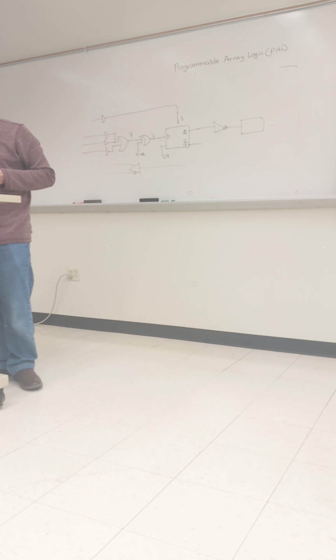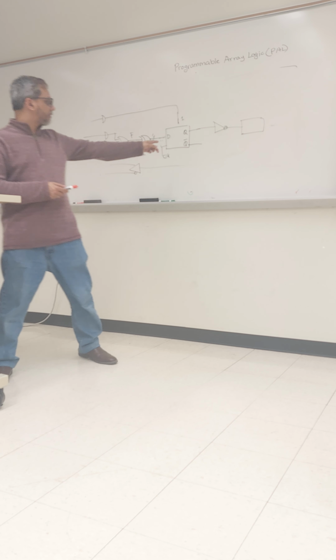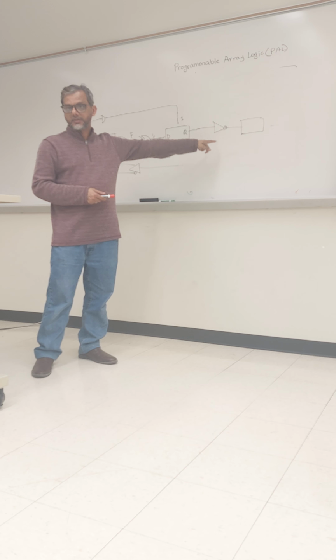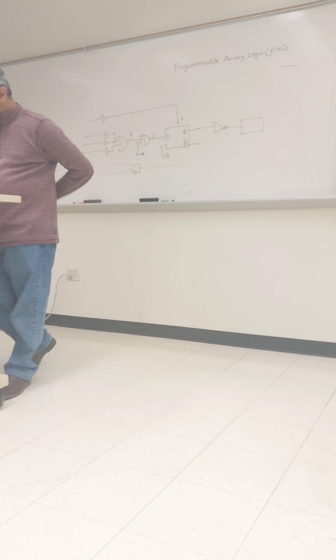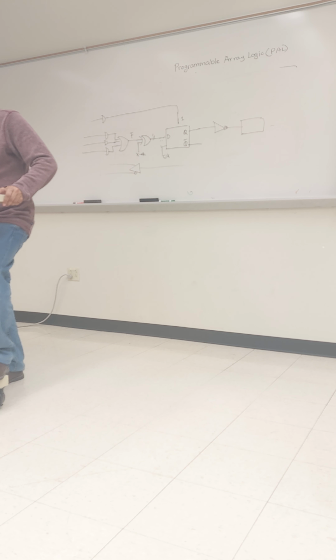So here the output of the XOR gate is connected to the flip-flop, and depending on the rising or falling edge of the clock, the flip-flop will give the input to the inverter circuit. Okay. Then through the tri-state buffer, this output of the flip-flop will be available at the output.